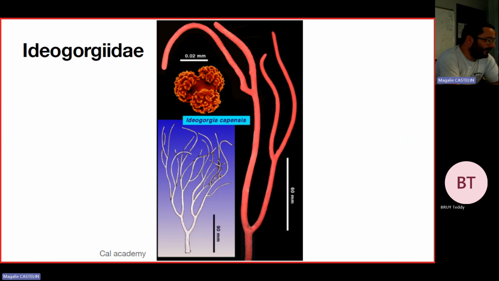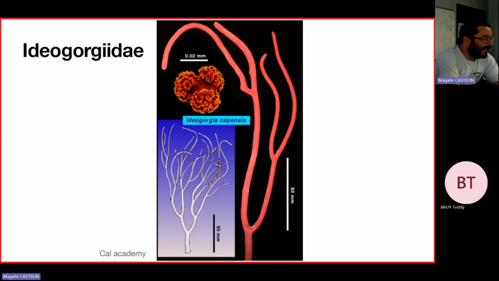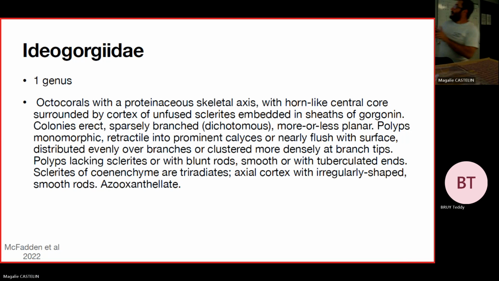And I think this is the last one. Yay! So Ideogorgiidae is monogeneric, and I think it's quite rare, and there is no reason for us to see it here. It has a thick skeletal axis and thick coenenchyme. You have triple clubs, ornamented triple clubs, and the polyps are retractile in prominent calyces. Okay.